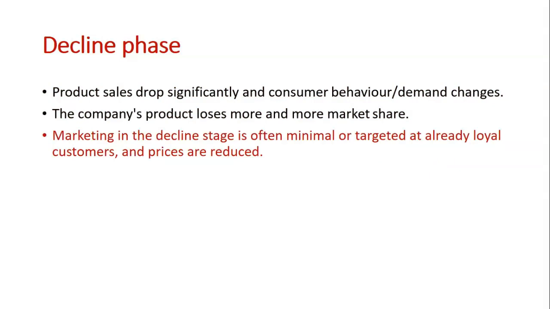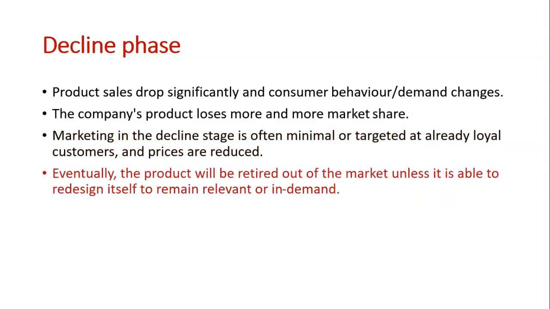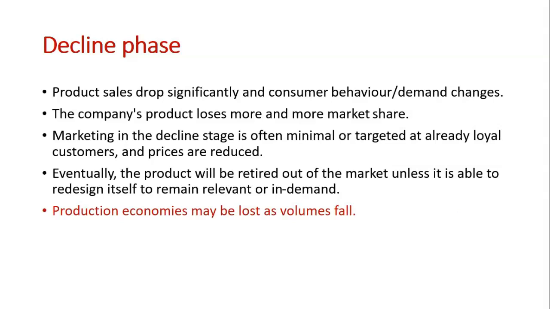Marketing in the decline stage is often minimal or targeted at already loyal customers, and prices are reduced. Eventually, the product will be retired out of the market unless it is able to redesign itself to remain relevant or in demand. Production economies may be lost as volume falls. We no longer have the economies of scale which exist in the growth stage, which still exist in the maturity stage. In the decline stage, as the volume drops, as the demand drops, as the company struggles to increase the demand, we lose our economies of scale, and the cost per unit increases as well as the marketing cost.